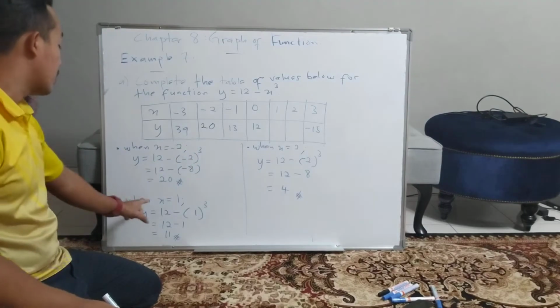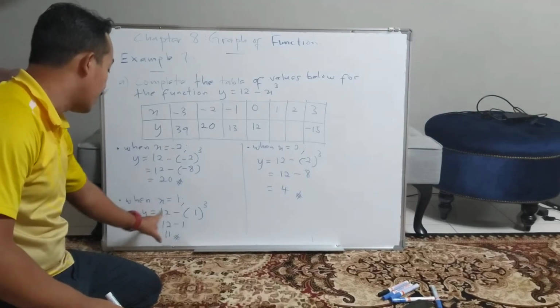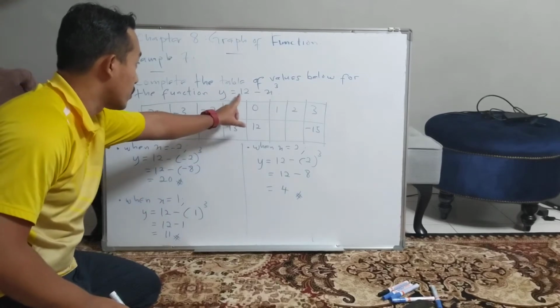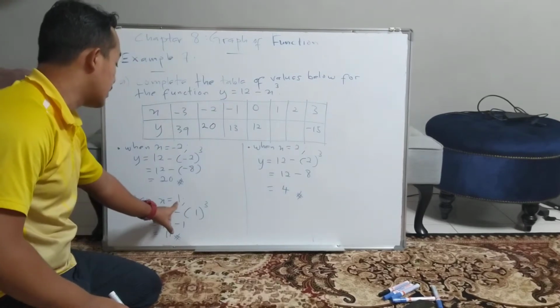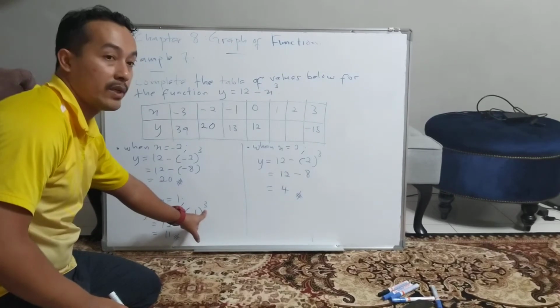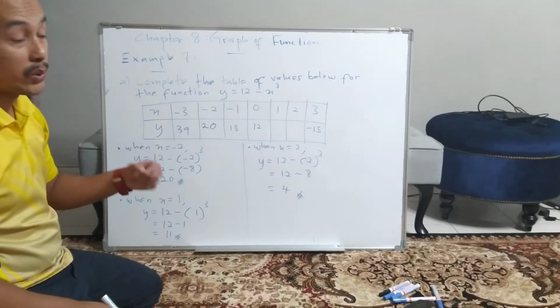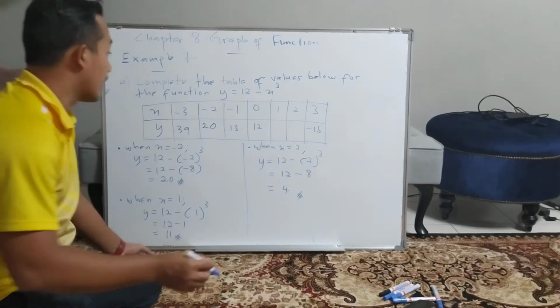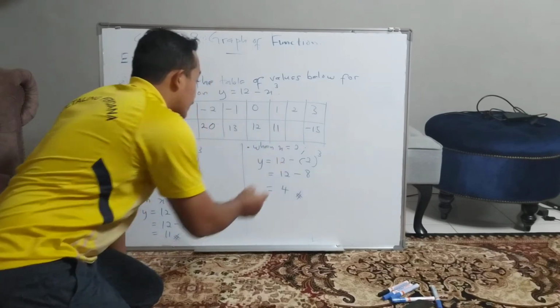So when x equal to 1, y equal to 12 minus x, and you substitute x with 1, so put a bracket, 1, close bracket, power 3. Then 1 power 3 equal to 1, so 12 minus 1 equal to 11. So right here, equal to 11.